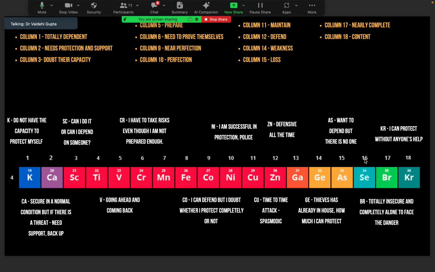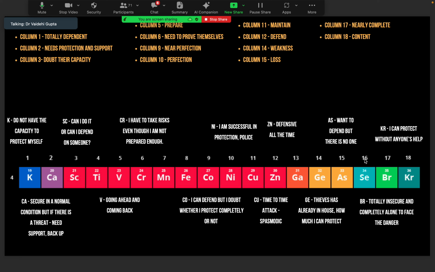Germanium, thieves are already in the house. How much can I protect? Because it is column 14. It is a phase of weakness, giving up. So they think, okay, now thieves are already in the house, what else will I do? Just take the stuff you want and get away from my house.